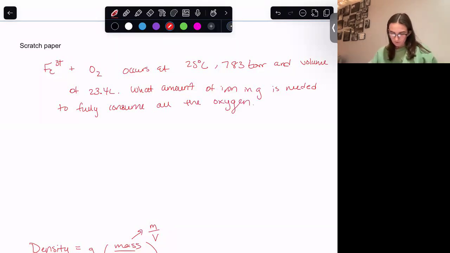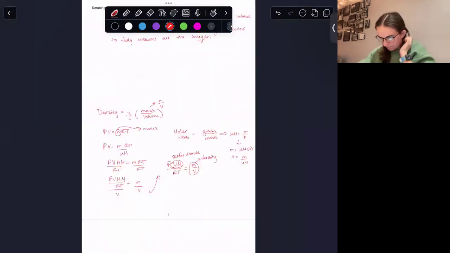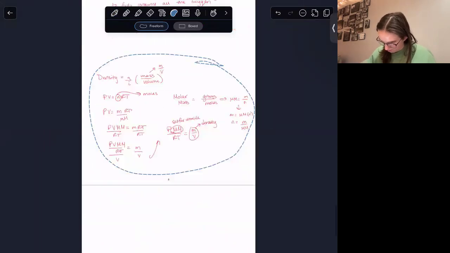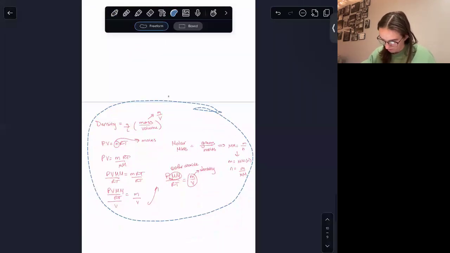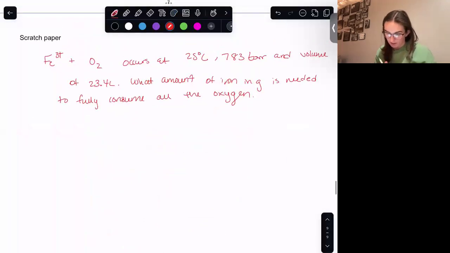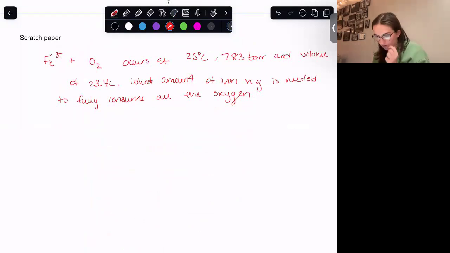Okay. So we have this question here where iron and oxygen react, and that occurs at 25 degrees Celsius, 783 torr, and a volume of 23.4 liters. And what amount of iron in grams is needed to fully consume all of the oxygen?